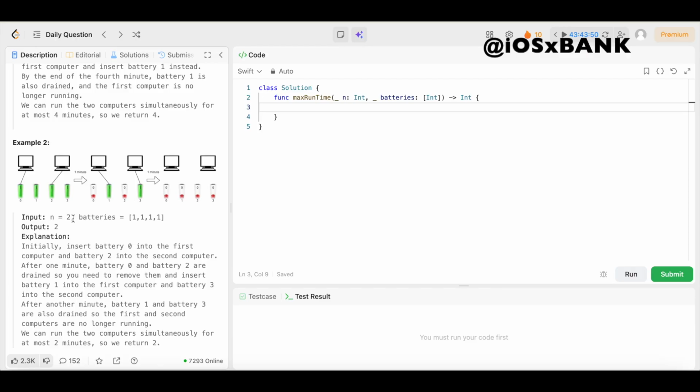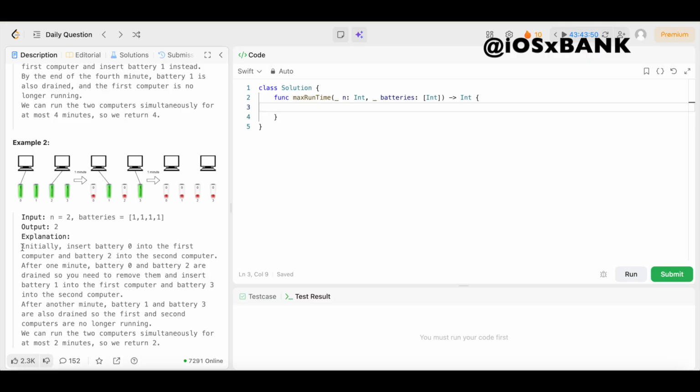We have input n equals 2. Sorry, y'all. Input n equals 2. Batteries equals an array of integers 1, 1, 1, and 1. The output is 2. So in this case, we have two computers. Every battery only runs for 1 minute each.